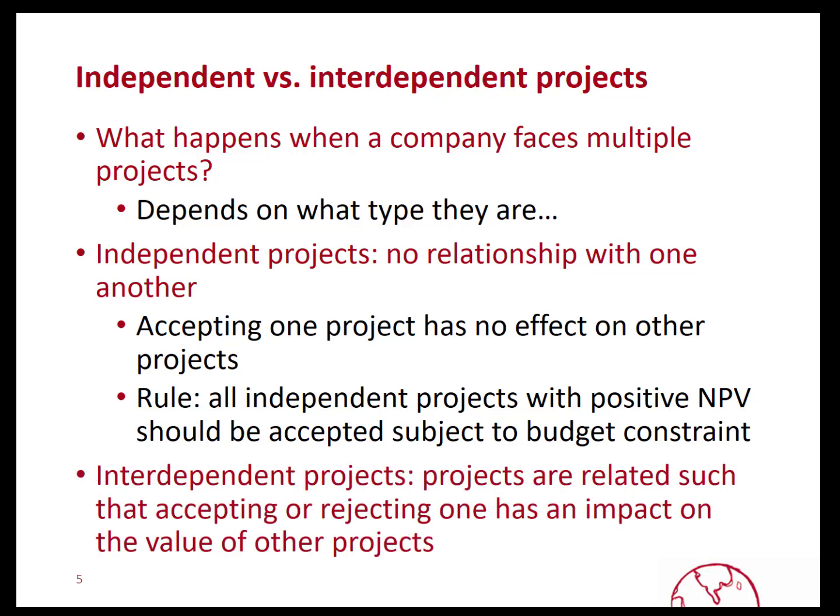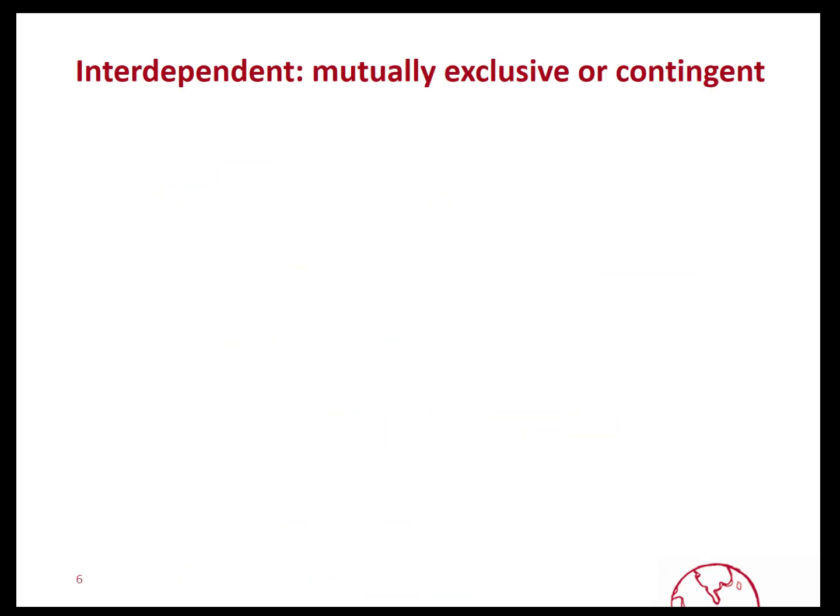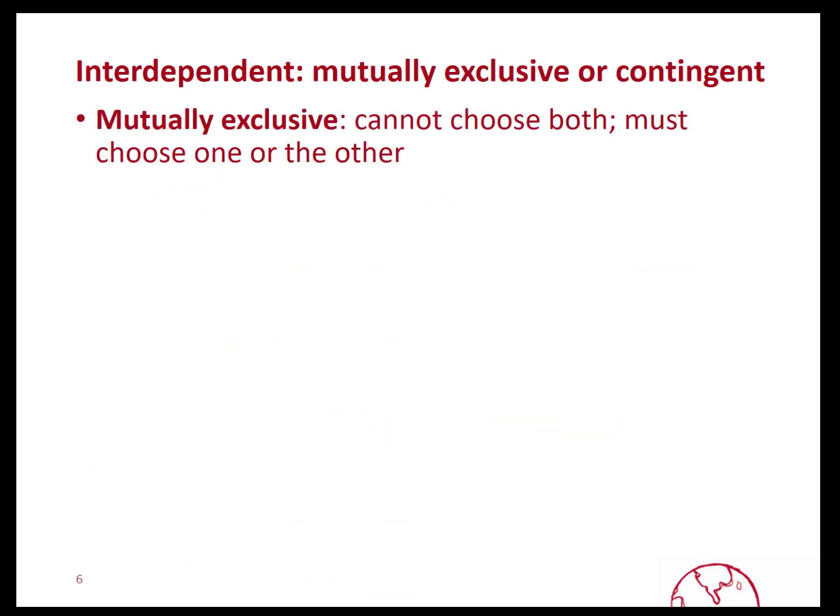Interdependent projects are projects that are related such that accepting or rejecting one has an impact on the value of other projects. There are two different types of interdependent projects, which we're going to call mutually exclusive and contingent. So what's the difference? Well, mutually exclusive means you cannot choose both. You're forced to choose one or the other. The rule is just choose the one with the highest NPV when they're mutually exclusive.